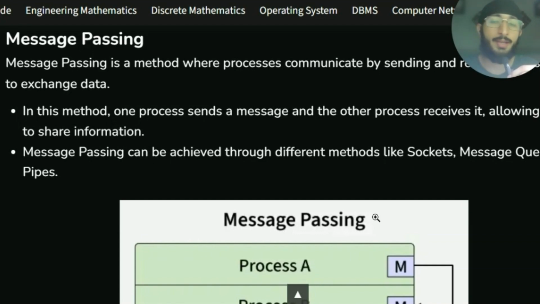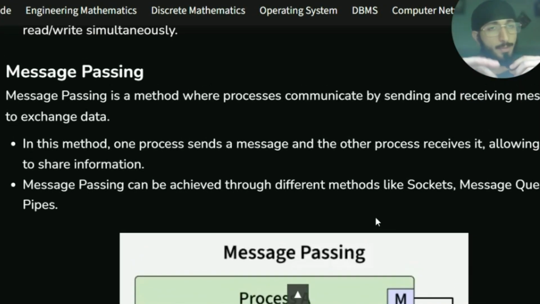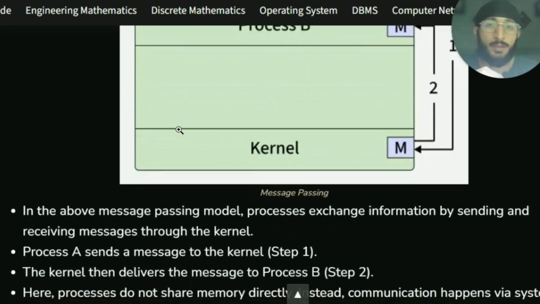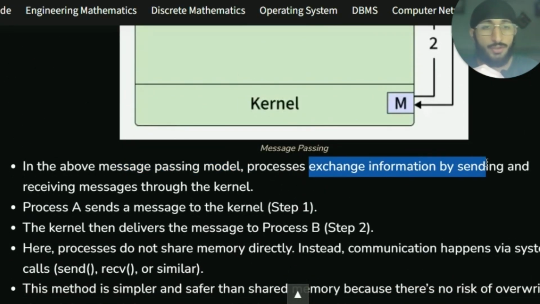Then we have message passing, which is a method where processes communicate by sending and receiving messages to exchange data. In this method, one process sends a message and the other process receives it, allowing them to share information. Message passing can be achieved through different methods like sockets, message queues, or pipes. Now, in this model, processes exchange information by sending and receiving messages through the kernel.